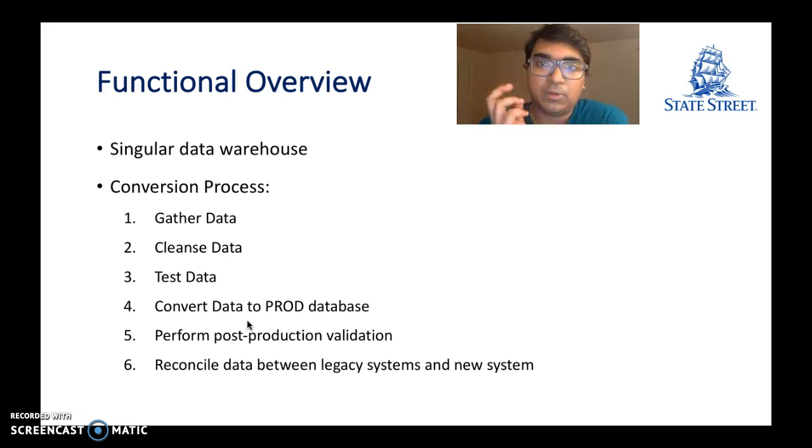variations. And then obviously once the data is in there, we perform a weekly reconciliation between the legacy data and the new system until a period of 6 months. Then that's when we let go of the legacy systems.